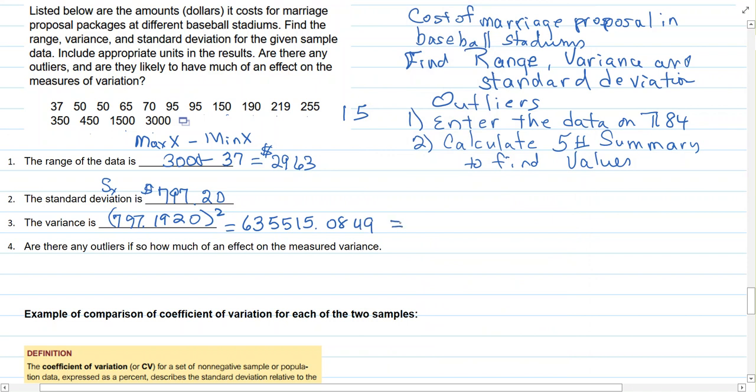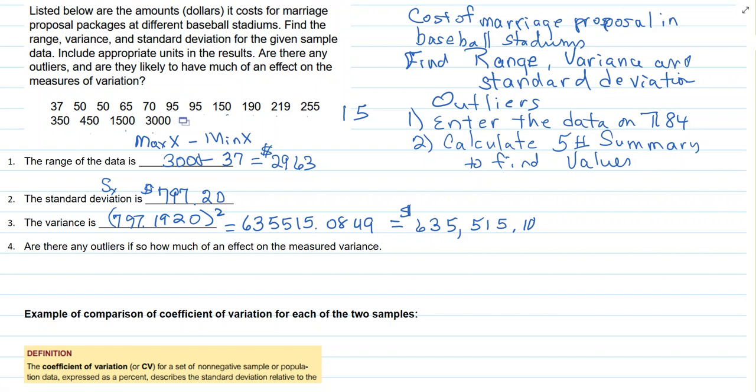Okay, so what we're going to do is do one decimal place, and that will be 6355151. And we're going to add the 0. Okay. So that's ridiculous, isn't it?